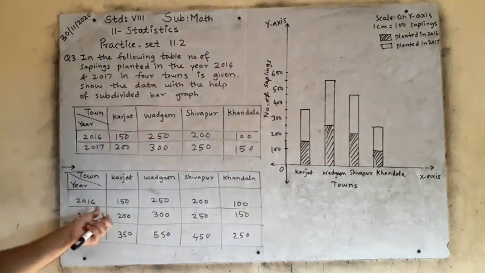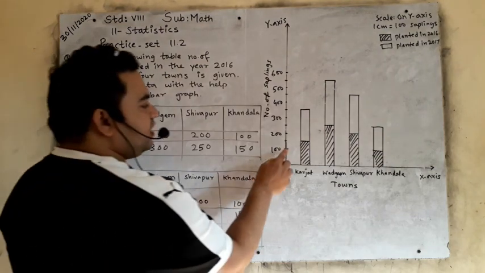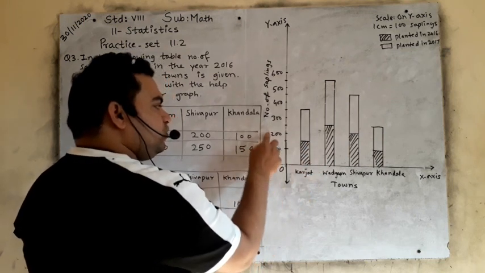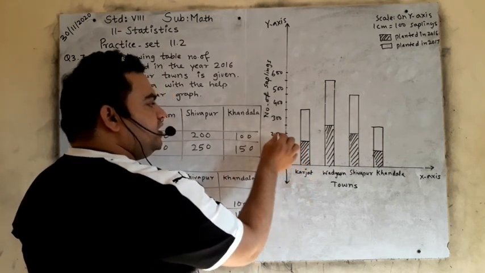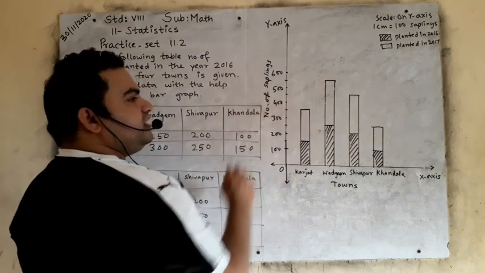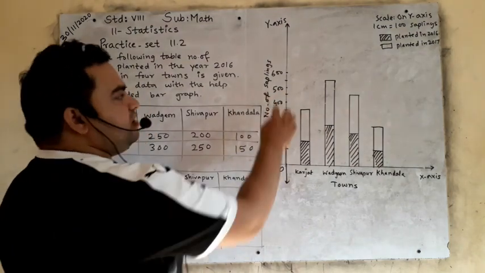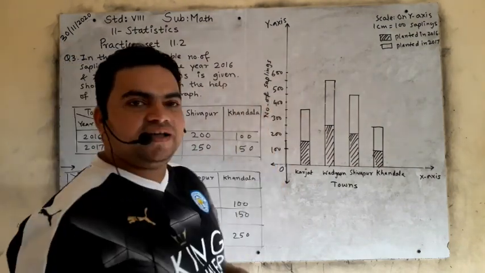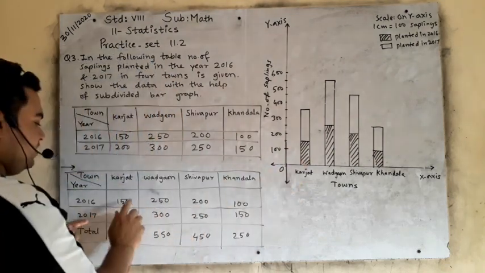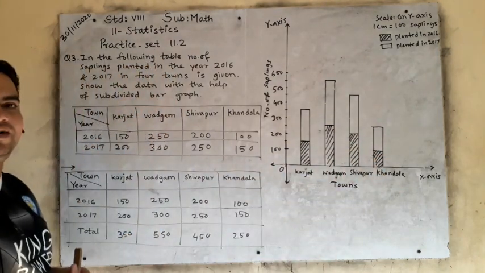We have to show the number of saplings in Karjat. So how many saplings were planted in 2016? 150. So we will go to 150. Between 100 and 200 there is 150, so halfway. Between 200 and 300 there is 250, between 300 and 400 there is 350, between 400 and 500 there is 450, between 500 and 600 there is 550. So only we will show the first number, and the remaining part is for 2017.